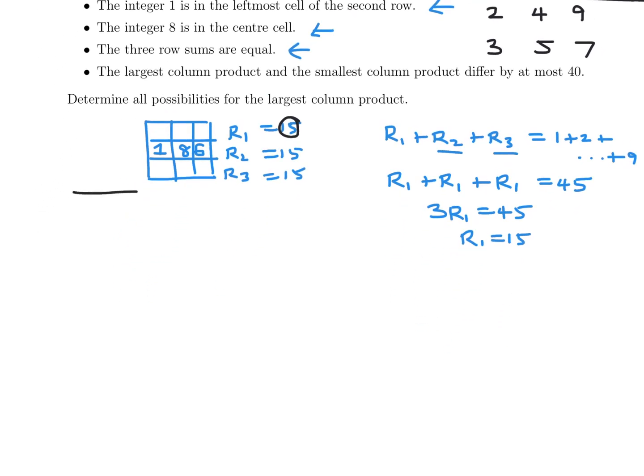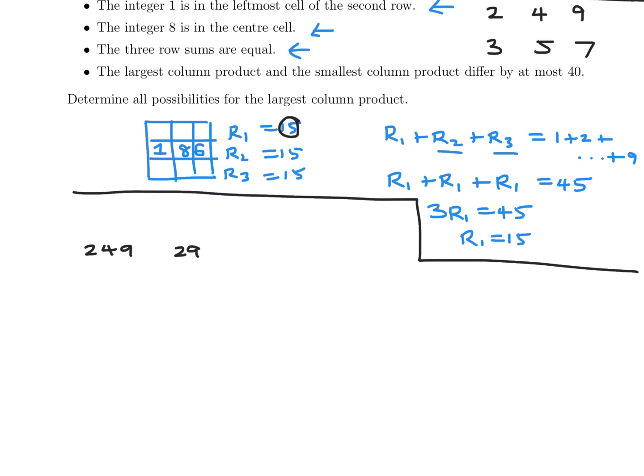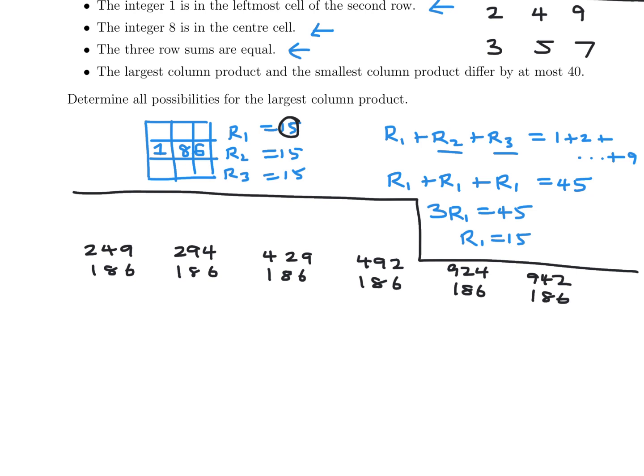Okay, so let's see what happens. So we got 2, 4, 9, 2, 9, 4. The different ways of arranging those three numbers: 4, 9, 2, 9, 2, 4, 9, 4, 2. And then the middle one, that's always 1, 8, 6. So that's pretty straightforward there. Okay, then the final row I'll leave for now. I've got to talk about this first.